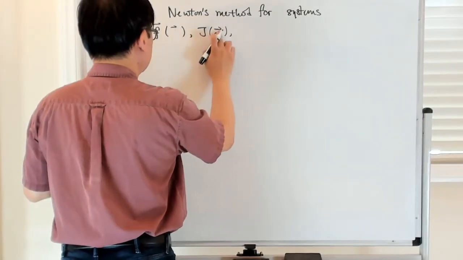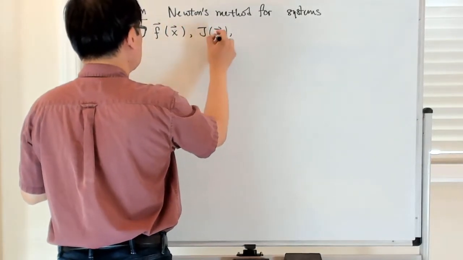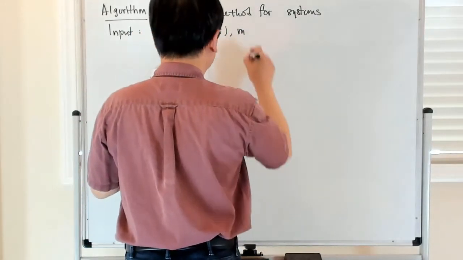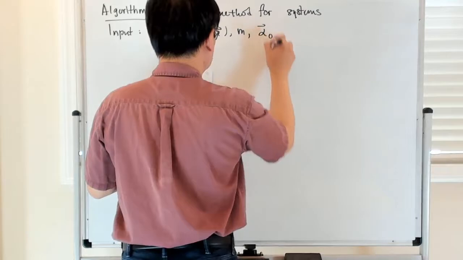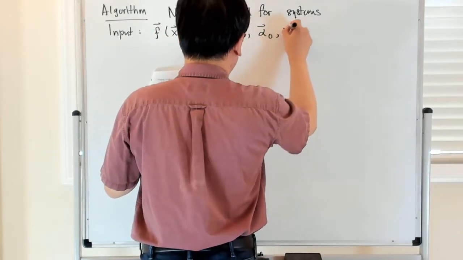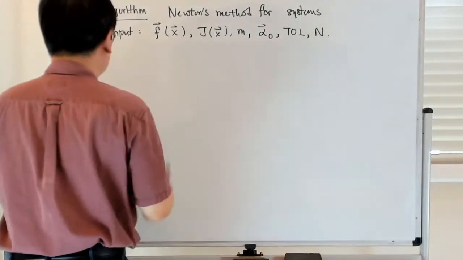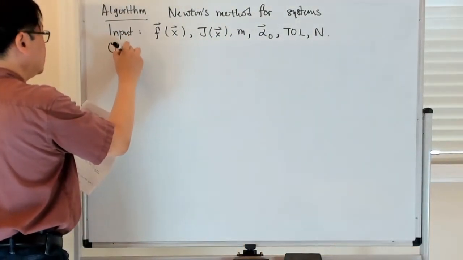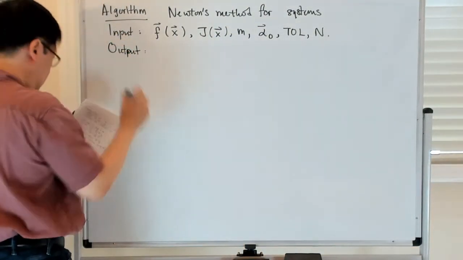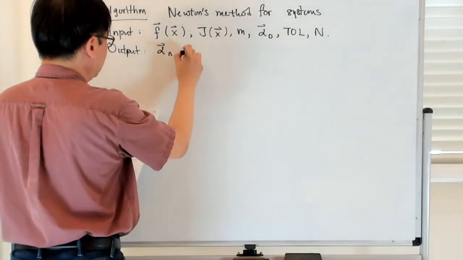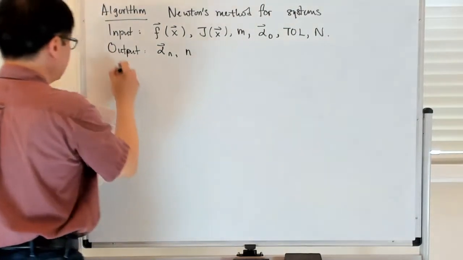Actually, let's call that x. I need to know the size of the system. I need to know the initial guess. I need to know the tolerance, and I need to know the maximum number of iterations. And then the output is the approximation of the solution and the number of iterations which I used.